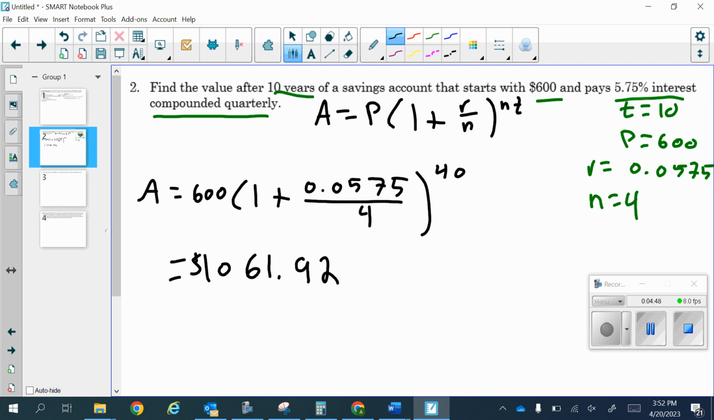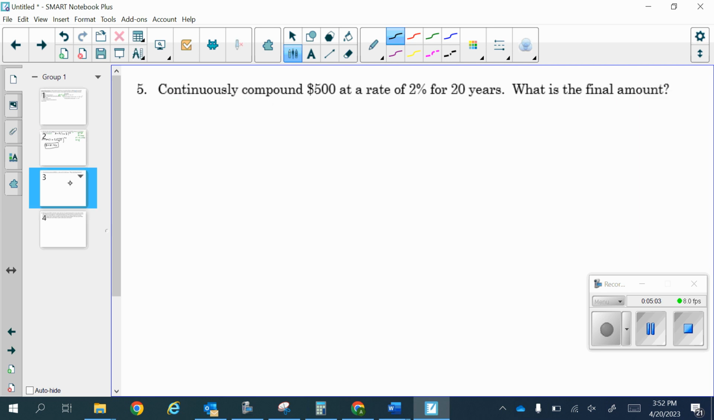And what you do when you plug it all in is that you end up getting $1,061.92. So after 10 years, you're going to have $1,061.92 in your savings account, which is pretty good. You're earning $461 for doing absolutely nothing. All right, so let's go on to number 5.